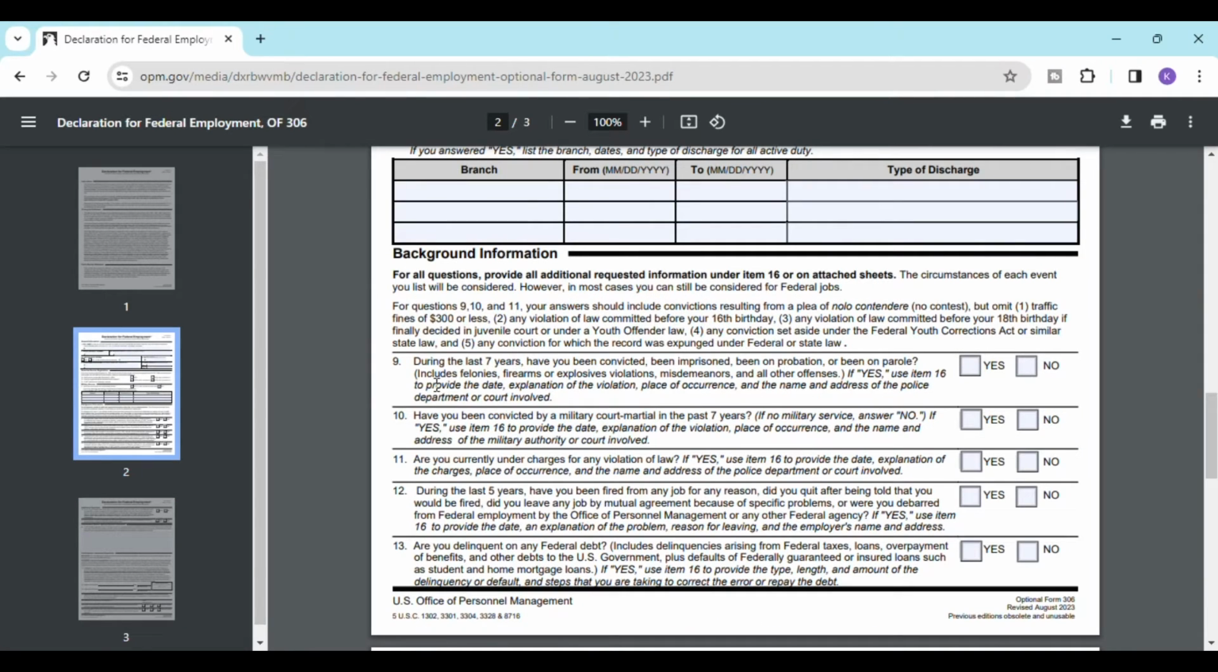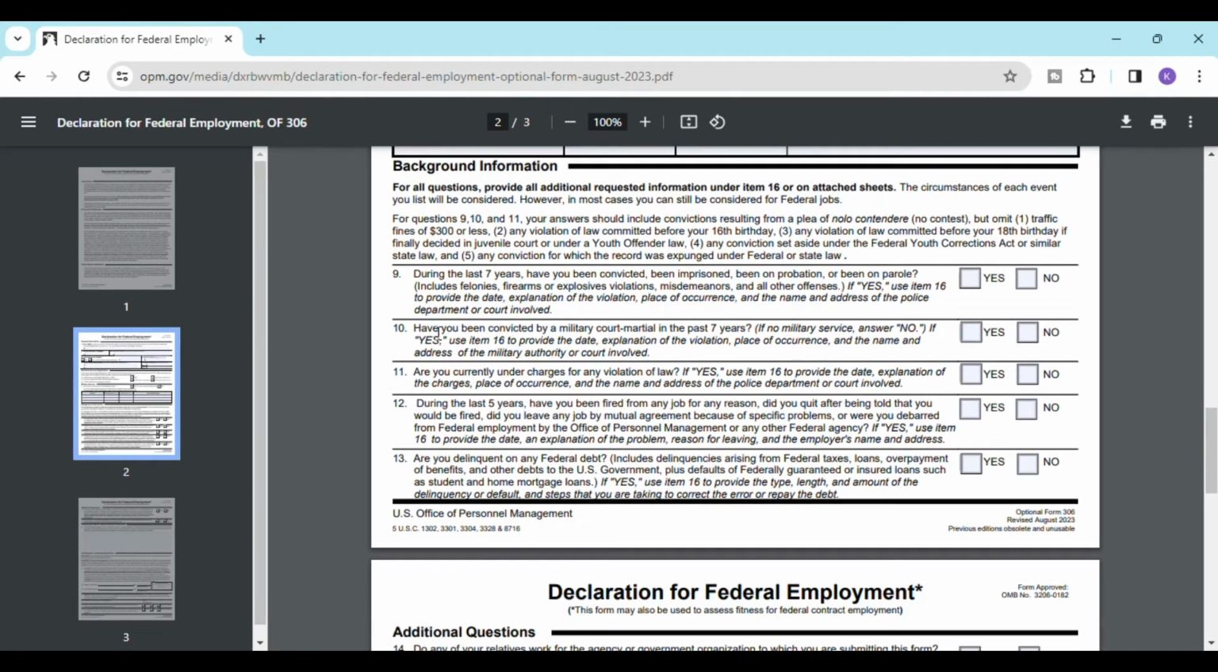So for number 9, during the last 7 years, have you been convicted, imprisoned, on probation, or on parole? And it tells you it includes felonies, firearms or explosive violations, misdemeanors, and all other offenses that did not fall under these omission categories. And then it tells you here, if the answer is yes, then in 16 you have to provide the date, an explanation, where it occurred, and the name and address of the police department or court involved. Then we go to number 10.